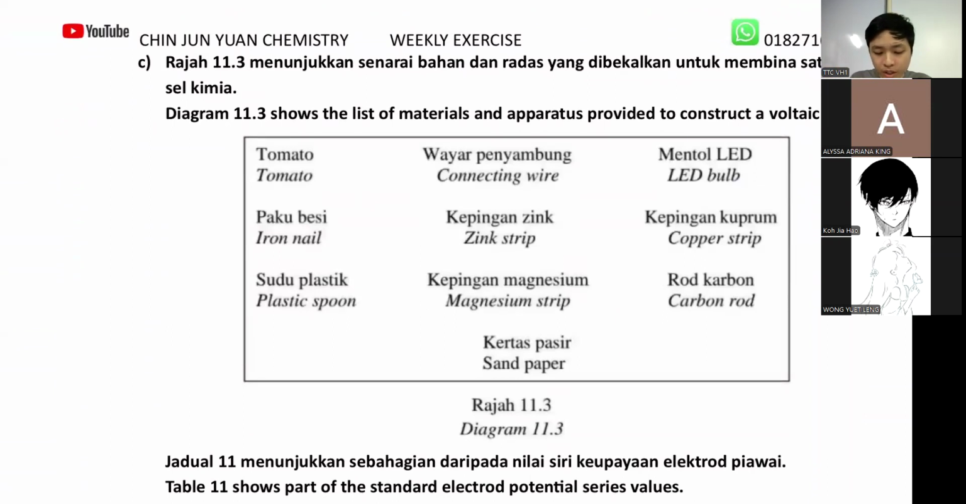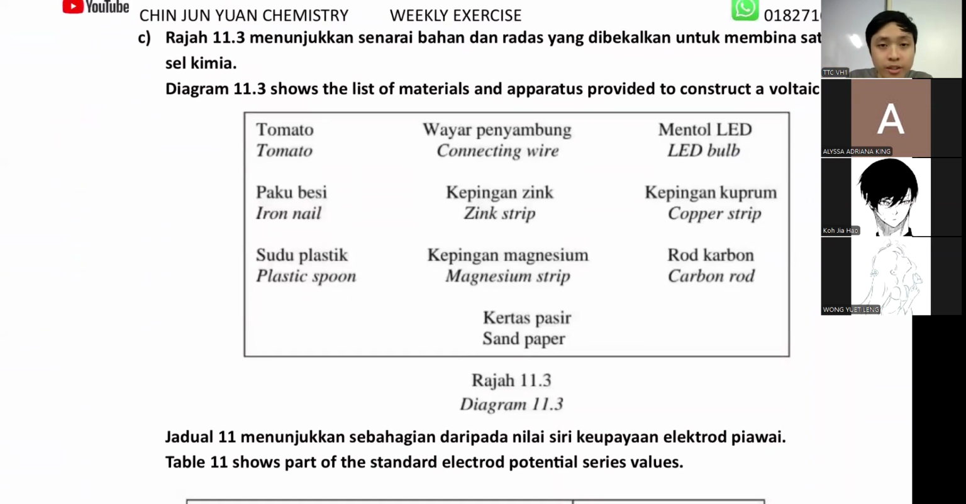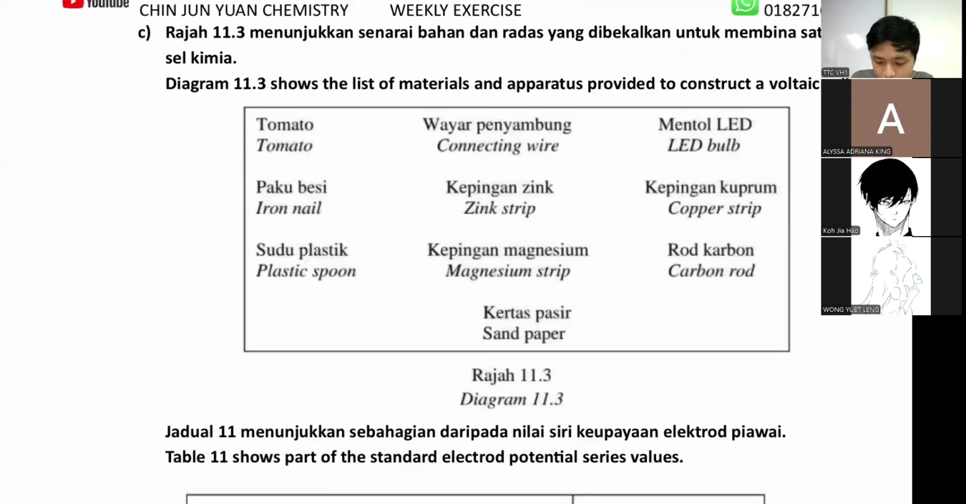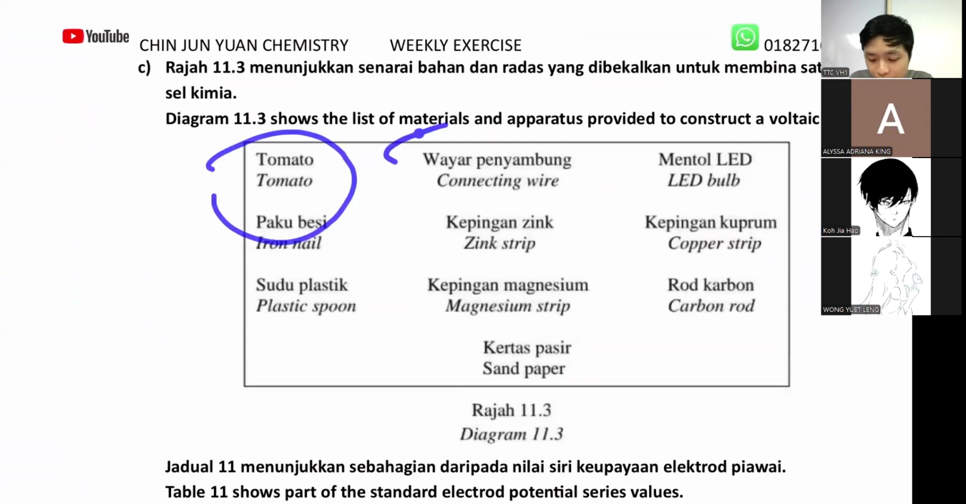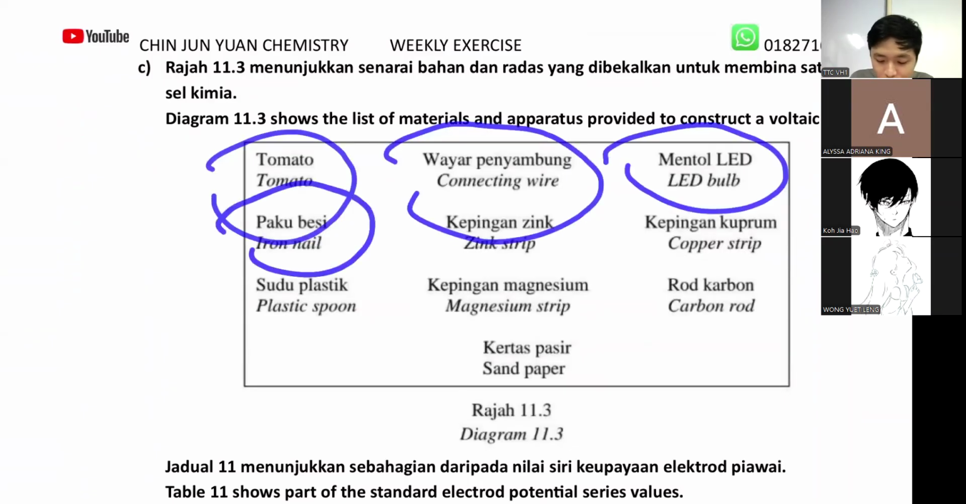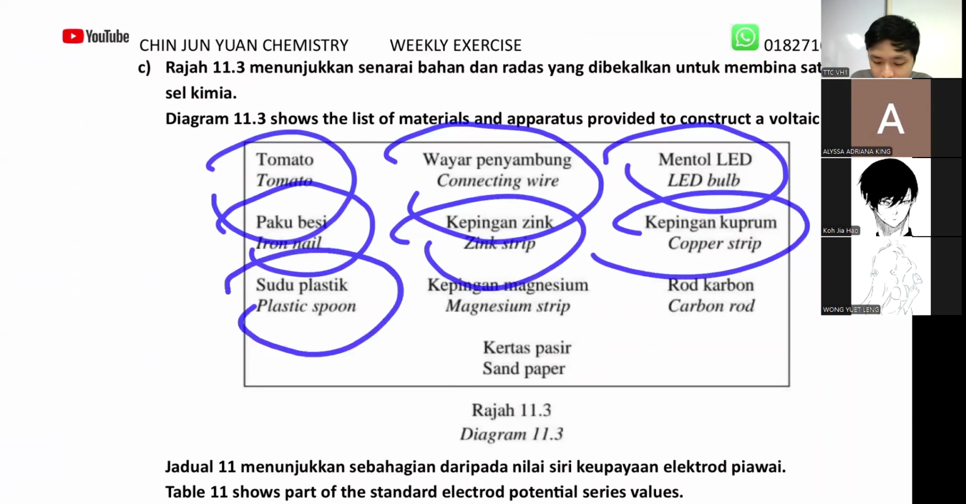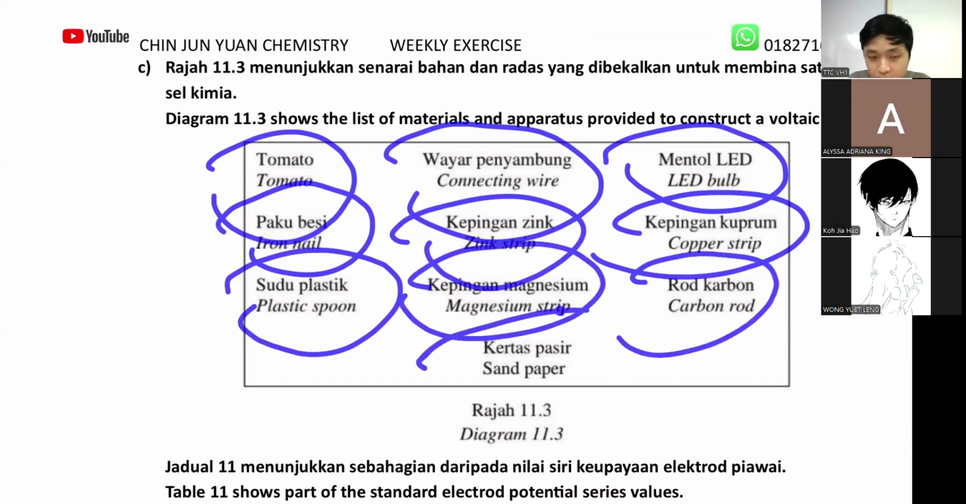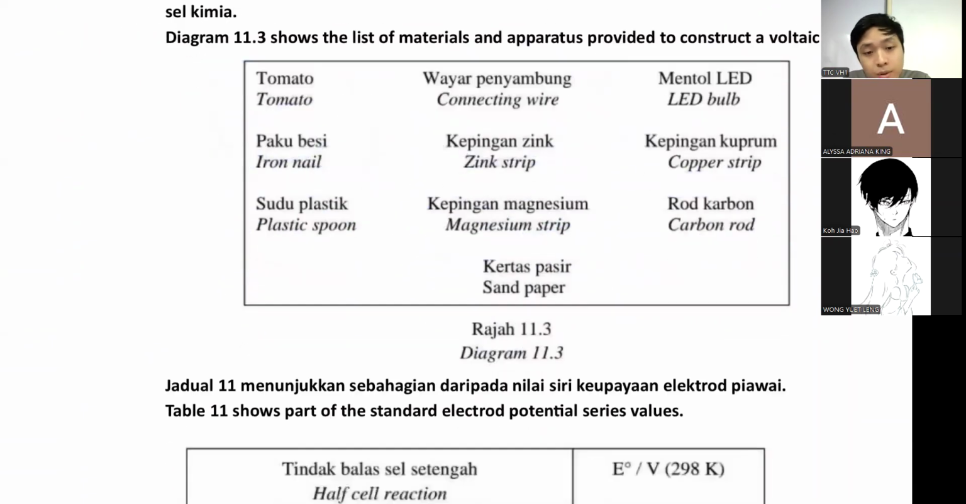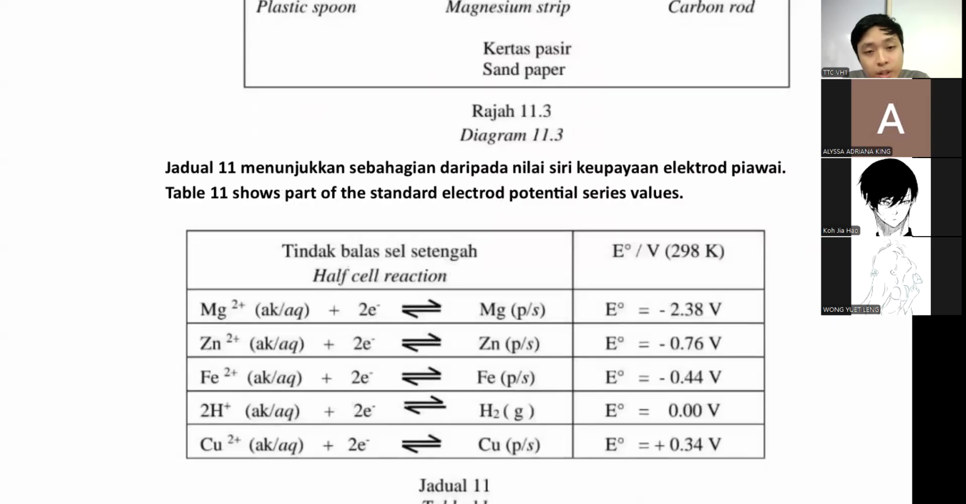So C, diagram 11.3 shows the list of materials and apparatus provided to construct a voltaic cell. You've got tomato, conducting wire, LED bulb, iron nail, zinc strip, copper strip, plastic spoon, magnesium strip, carbon rod, and sandpaper. So they give you 10 things. Then they show the induced value, based on the materials given.